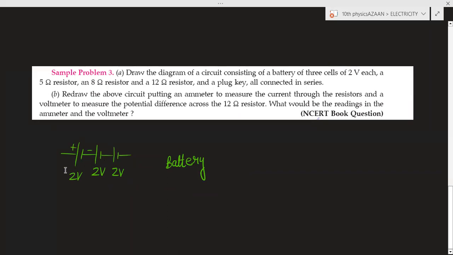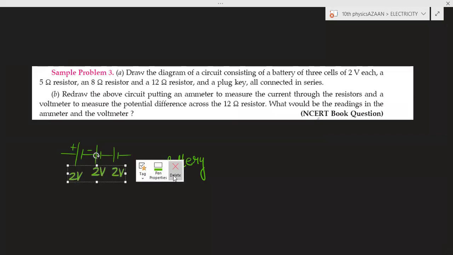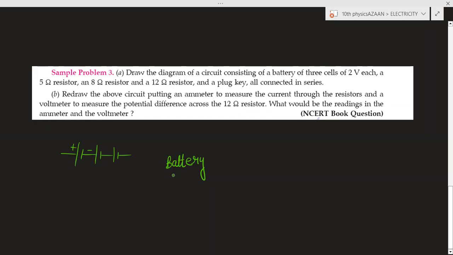Now this will become a battery of 2 plus 2 plus 2, a 6 volt battery. Now we can write it as a 6 volt battery. So finally it will be a 6 volt battery. Now this is the battery. Draw the diagram of a circuit consisting of a battery of cells having 2 volt.